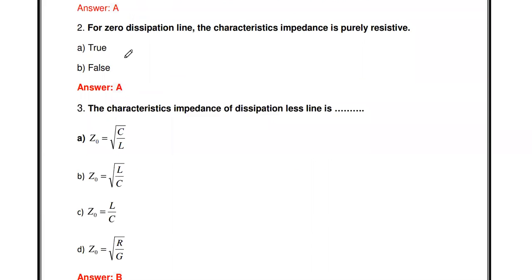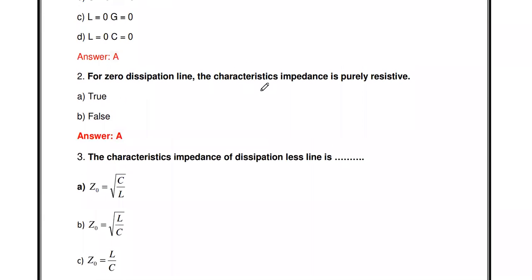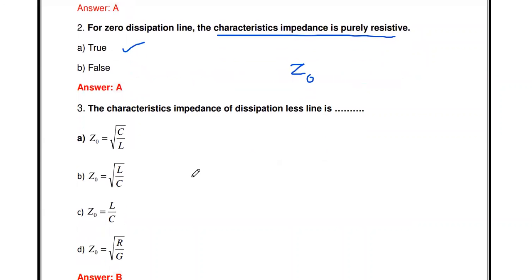Then the next question: for zero dissipation line, the characteristic impedance is purely resistive. That is the Z0 value. The Z0 value is a purely resistive component. Is it true or false? It's true. So for zero dissipation line, the characteristic impedance is a purely resistive component. The answer for this second question we will discuss in the third one.